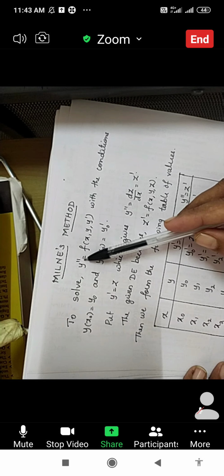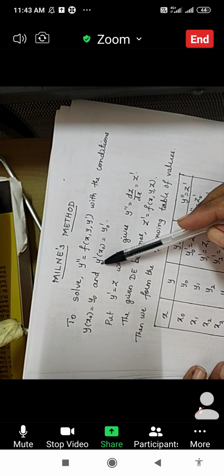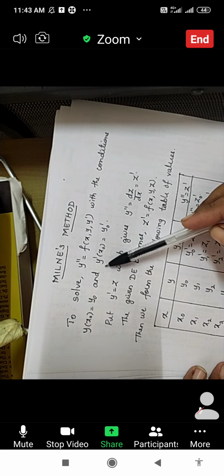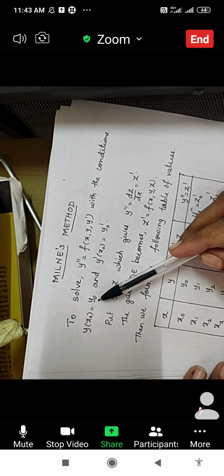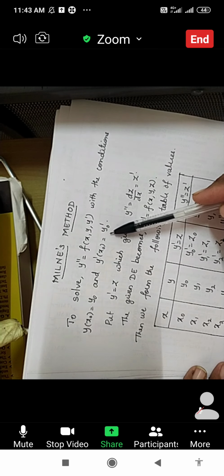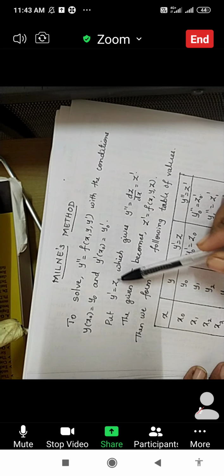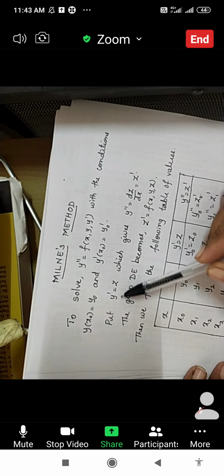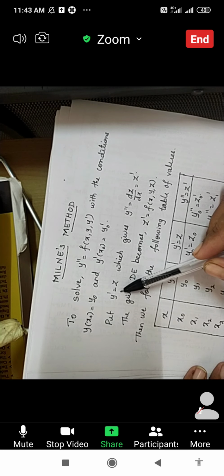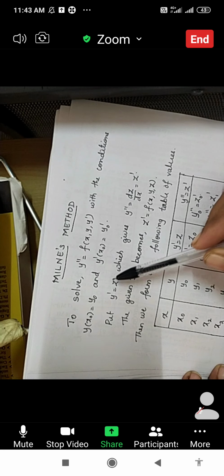Since it is second order, there should be two conditions. One should be in terms of y, another in terms of y dash. So y of x naught equal to y naught and y dash of x naught equal to y naught dash. Now we have to follow the same substitution, that is, we put y dash as z. We followed the same thing in the RK method. Let us see what this substitution does.